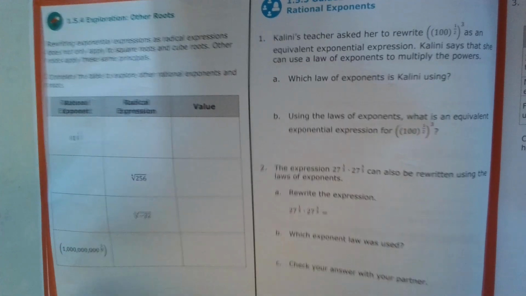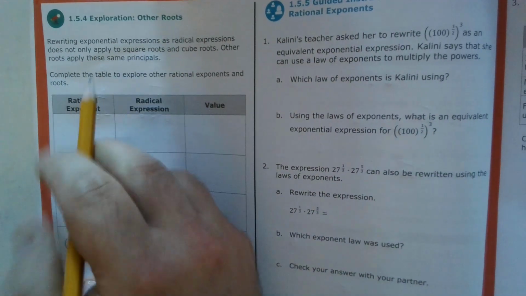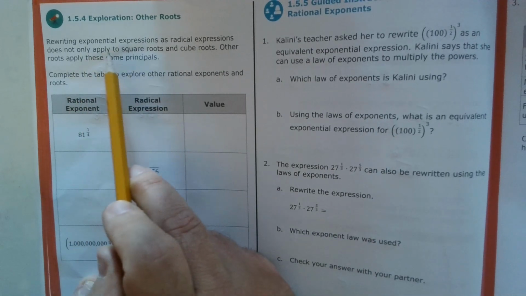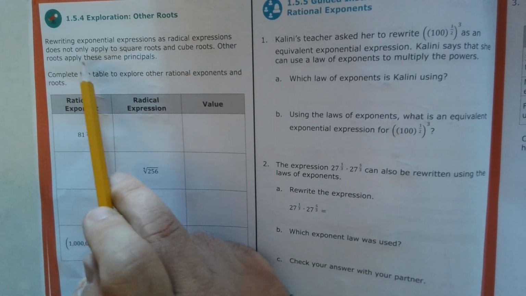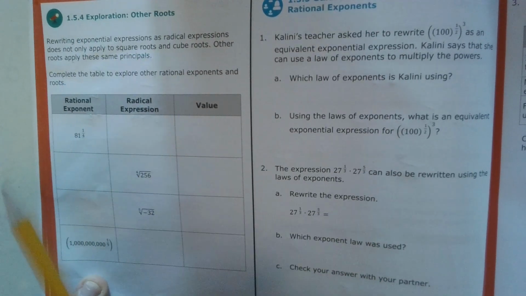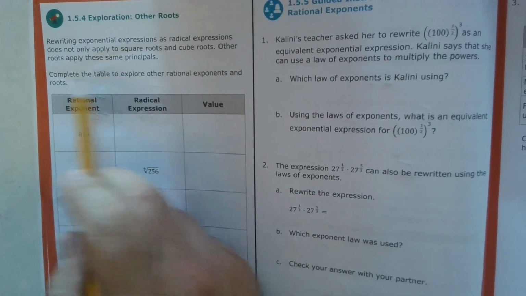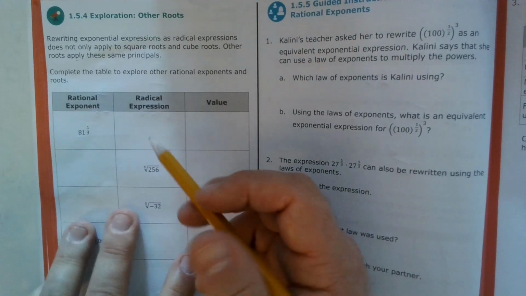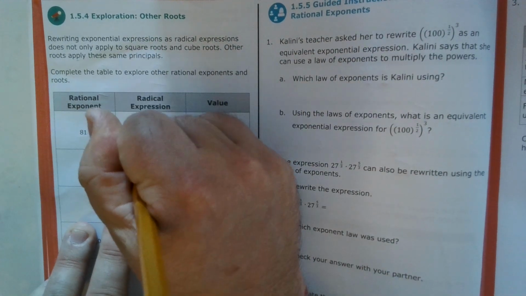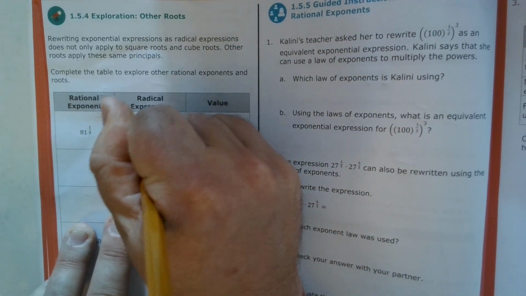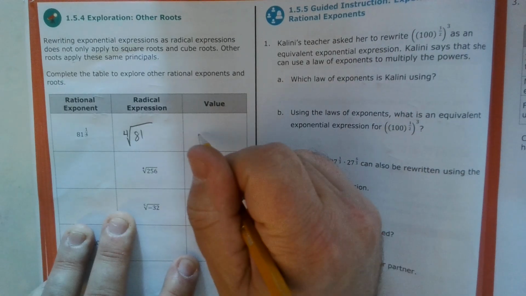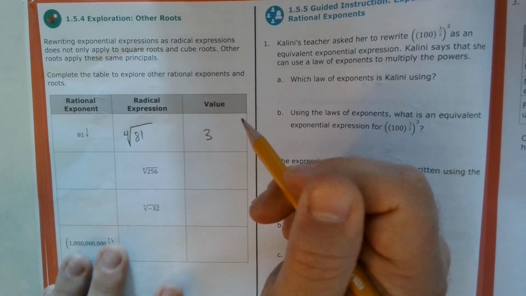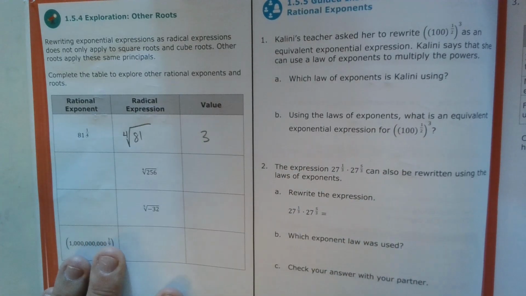All right, page 30. Rewriting exponential expressions as radical expressions does not only apply to square roots and cube roots, other roots apply the same principles. So you see we're going bigger than 3. Complete the table to explore other rational exponents. So 81 to the 1/4, that's going to put you at the 4th root of 81. So 3 times 3 is 9, times 3 is 27, times 3 is 81. So 3 to the 4th power is 81.